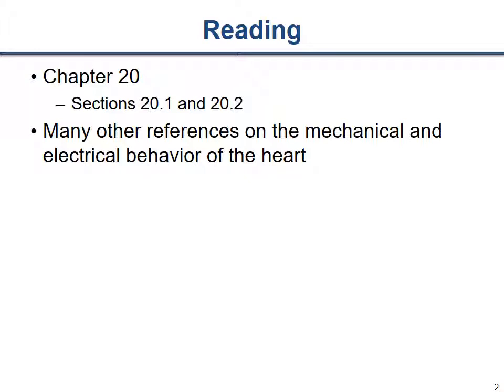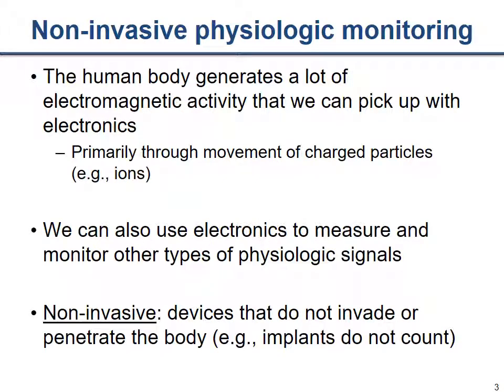So if you're following along at home, reading chapter 20 in the Sarpeshkar book, particularly sections 20.1 and 20.2, are very well described sections that cover the material we're going to cover in this lecture. Of course, there are many other references on mechanical and electrical behavior of the heart that you can also look up on your own. So the reason we're doing this is we're trying to, in this course, develop instrumentation to instrument electronics and measure behavior of the human body.